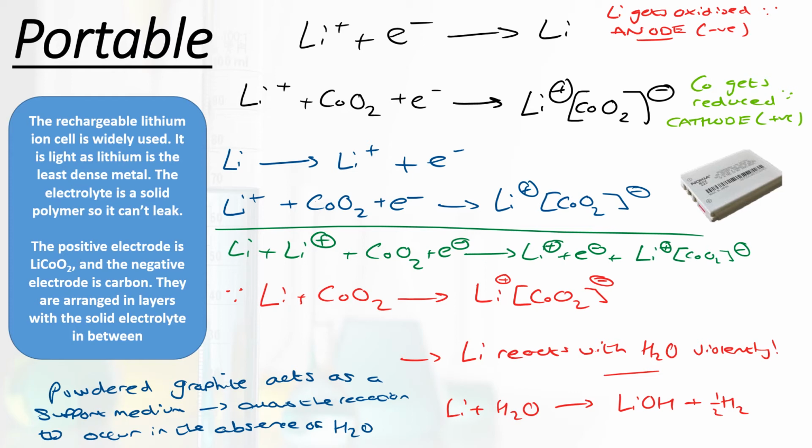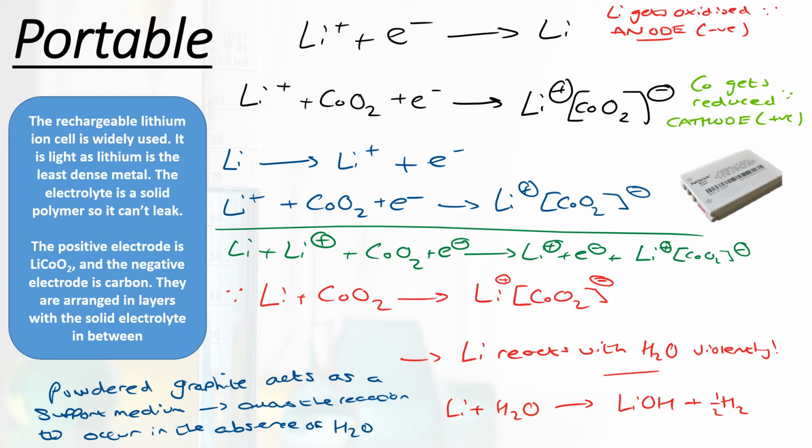It wouldn't be very useful if, once we'd used the electricity from that cell, that was it, the battery was dead. So it's important that we can recharge it, that we can go in this non-spontaneous, reverse direction. And actually, in this case, the electrolyte is a solid polymer, and so any kind of risk of leaking is reduced as well. Now, the positive electrode is a lithium cobalt oxide, and the negative electrode is carbon.